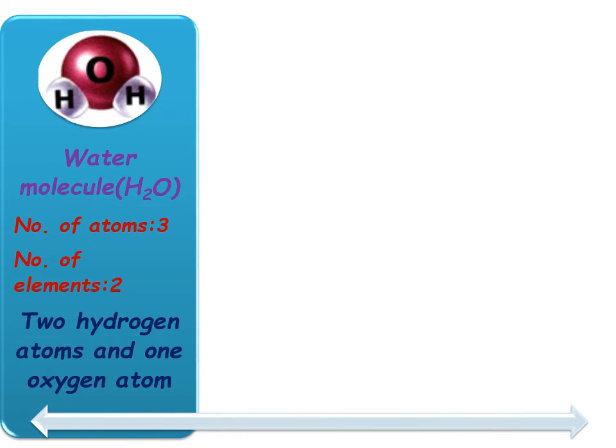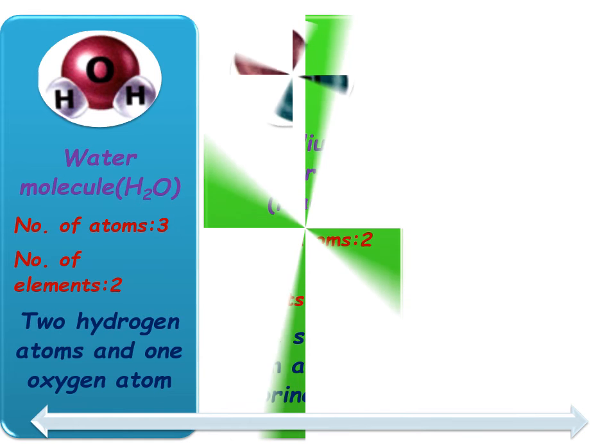Water molecule: number of atoms, 3; number of elements, 2. Let's count how many atoms in this molecule, H2O. We have 2 hydrogen and 1 oxygen, so the total number of atoms is 3. We have hydrogen and oxygen, so we have 2 elements.